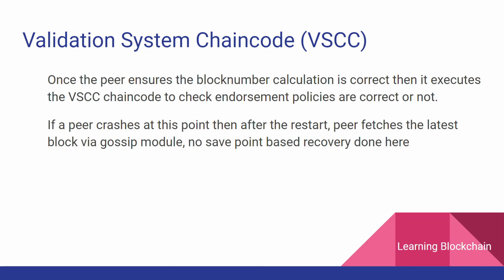It is not. It will again start from the gossip module, and it will again check whether the block is the latest or not. If not, then it will fetch from the other peers. So it will go to the previous step again, and from the previous step it will start working again. So this is the basic idea of the validation system chain code.